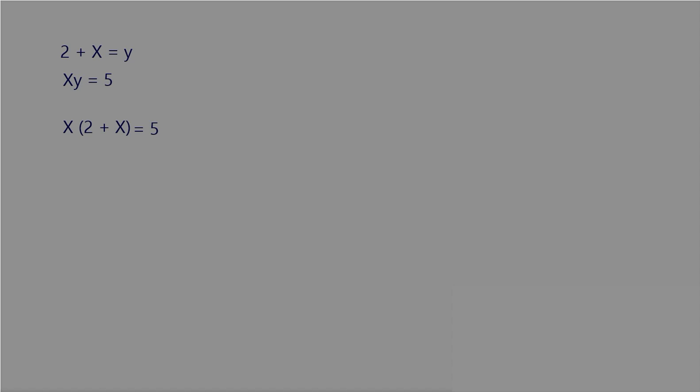We now clear the brackets using the distributive law. X multiplied by 2 equals 2x. X times x gives x raised to the power of 2. We make the equation equal back 5. We end up having a quadratic equation since there is a variable in the equation that is raised to the power of 2.